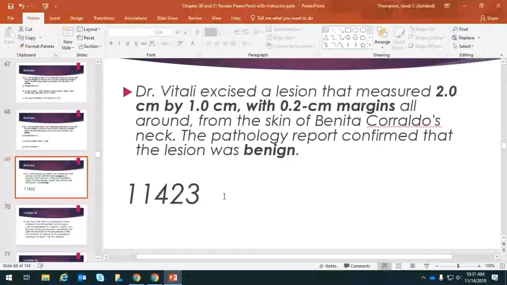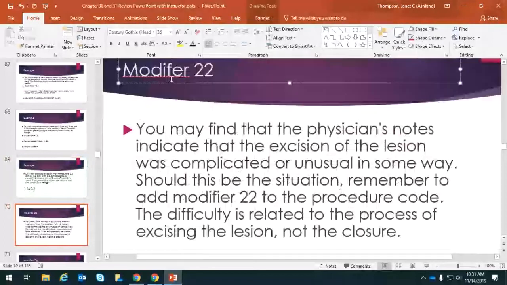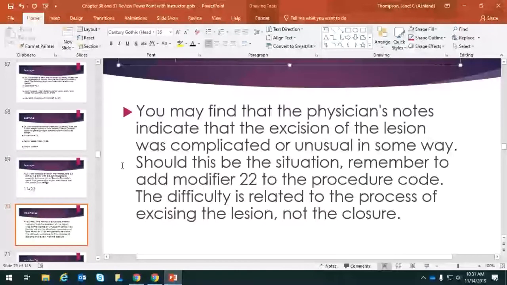It's a little bit complicated. These are very hard. This starts with the hardest section of the book. This chapter is without a doubt the hardest. We're going to talk a little bit about modifier 22. A physician's notes may indicate excision of a lesion was complicated or unusual in some way. So modifier 22 is added, and you need an extensive report explaining why it's complicated to deserve that extra reimbursement for your time, which is why it exists.